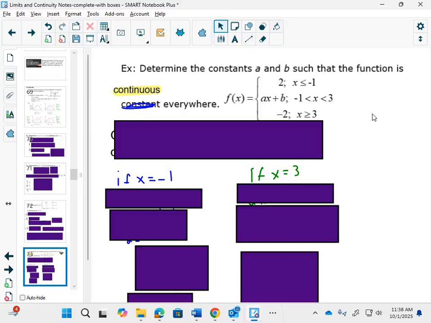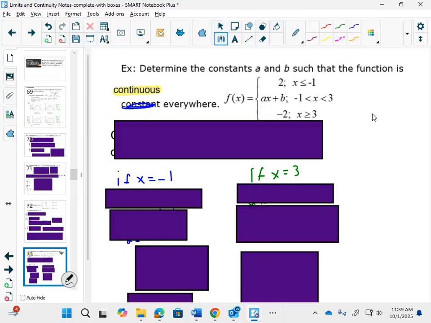Can you draw that without lifting your pen? Yeah. I'm not worried about anything on that one, except for when I get to -1, because at -1, it jumps from this equation to this equation. And then here it's always -2. So that seems fine and continuous. In the middle, ax plus b, that's a line. We need it to be continuous everywhere.